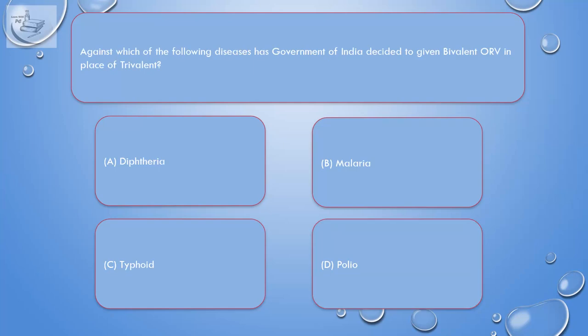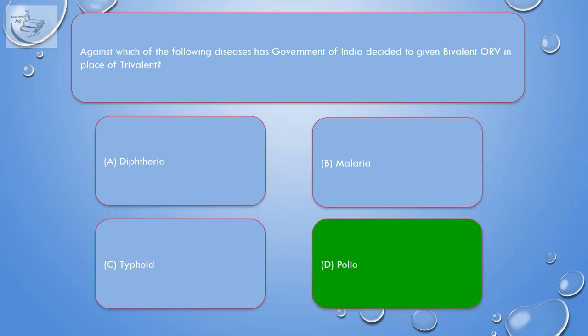Question: against which of the following diseases has Government of India decided to give bivalent OPV in place of trivalent? A. Diphtheria. B. Malaria. C. Typhoid. D. Polio. Correct answer is D. Polio.